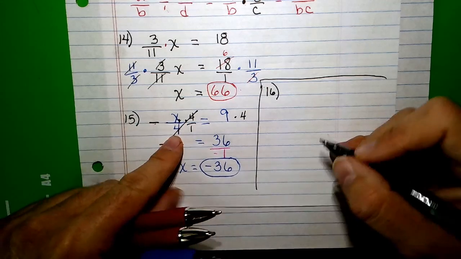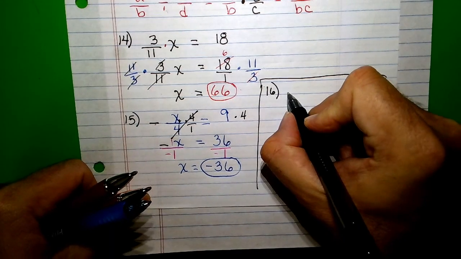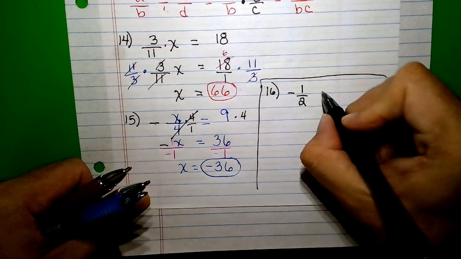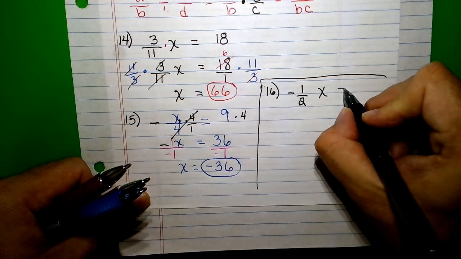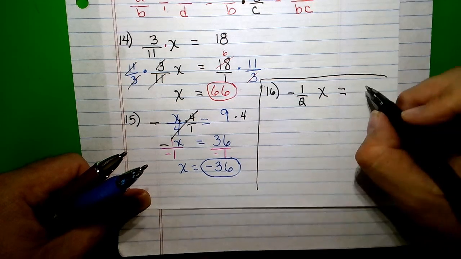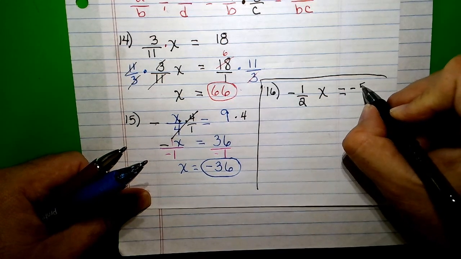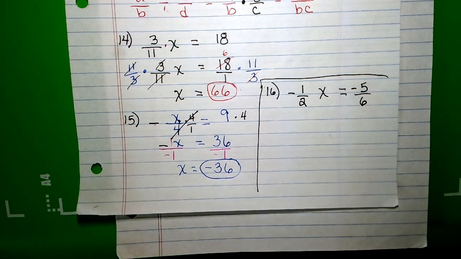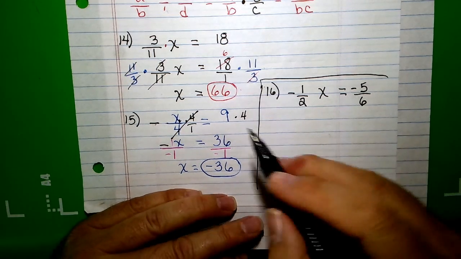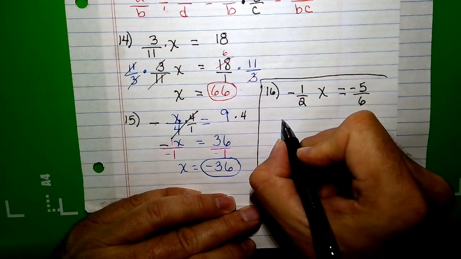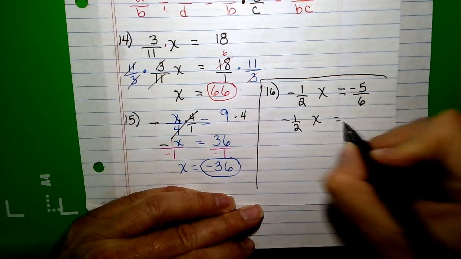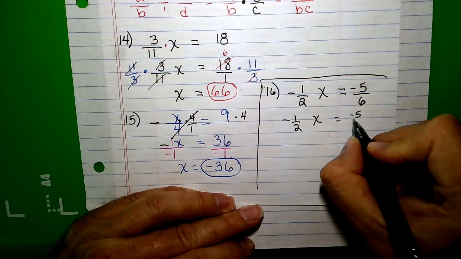Instead of this x over 4, sometimes the way you see it is written like this: negative 1/2 x equals negative 5 over 6. I'm going to recopy the problem so it doesn't look so messy as I'm going through, so you can look back at the original problem.